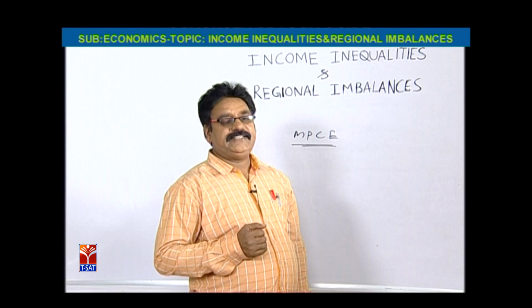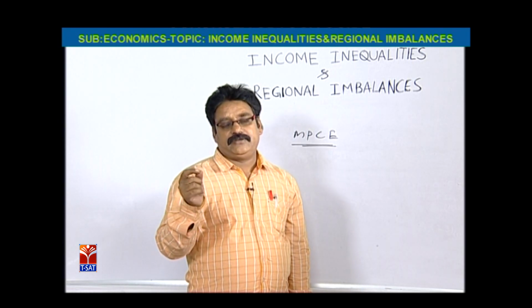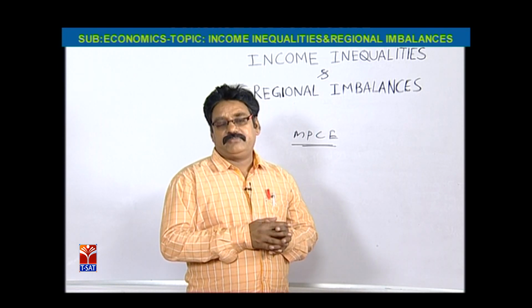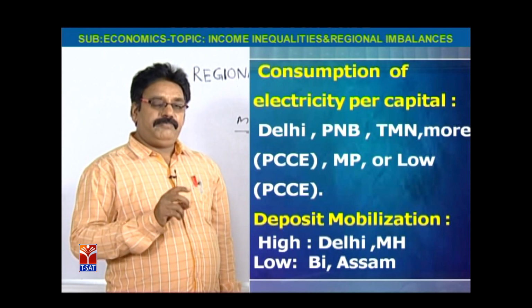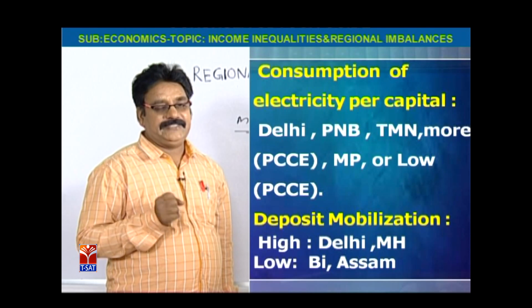Consumption of electricity per capita. With the help of this also we can say that states consuming more electricity are developed, and those with less per capita consumption of electricity come under the low developed. We can observe Delhi, Punjab and Tamil Nadu consuming more per capita electricity, and MP has the low per capita consumption of electricity.